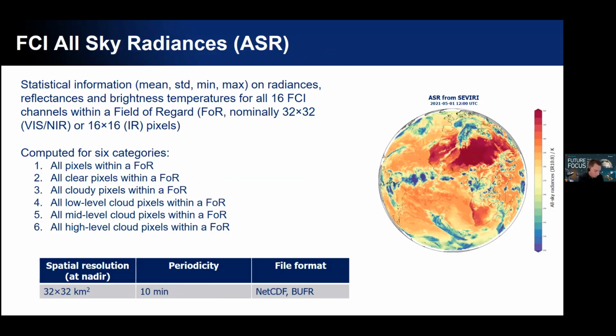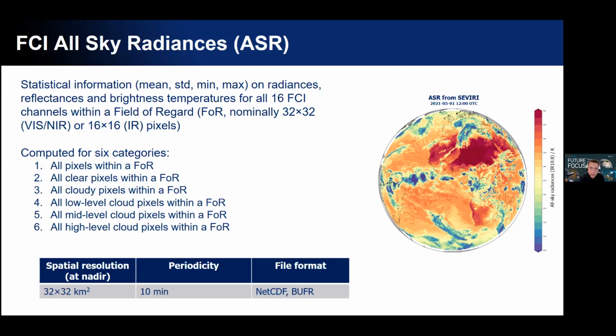Next one up is the all sky radiances. So here it derives statistical information on the radiances, but also in case of visible and near infrared channels, the reflectances, and in case of infrared channels, the brightness temperatures for all the 16 FCI channels. And this is a segmented product, which means that it looks in a field of regard. If it's always at nadir, it's 32 by 32 kilometers. So in case of visible near infrared channels, it's 32 by 32 pixels. And in case of infrared channels, it's 16 by 16 pixels.